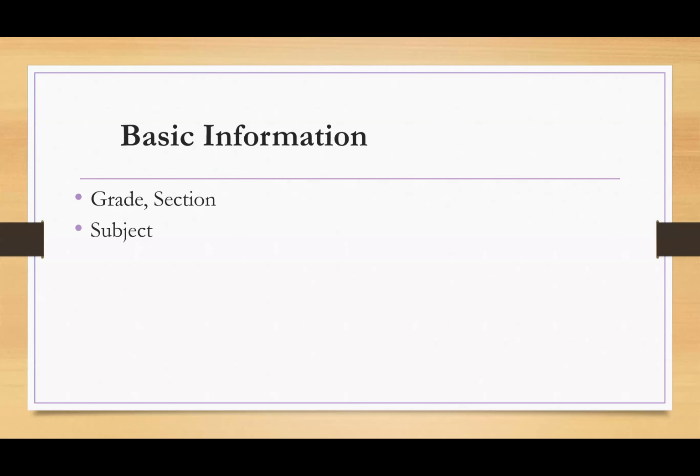Number 2, the subject. We need to define the discipline and the subject. For example, if this is a science class, we need to indicate if it's biology, chemistry or physics. If it's a math class, is it geometry, pre-algebra, algebra, calculus? If it's English literature, is it focused on writing or reading? If it's social studies, is it focused on history? Is it geography? So it's very important for us to indicate the subject.